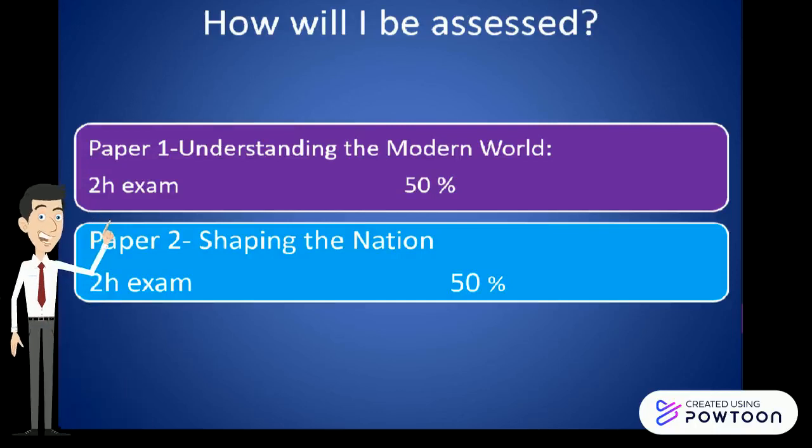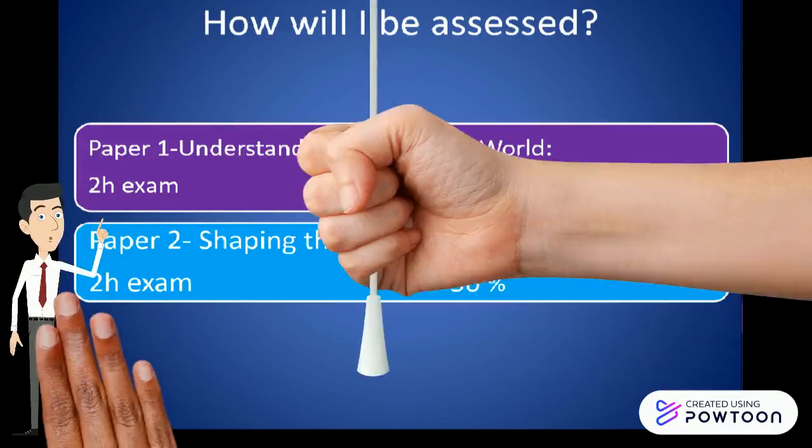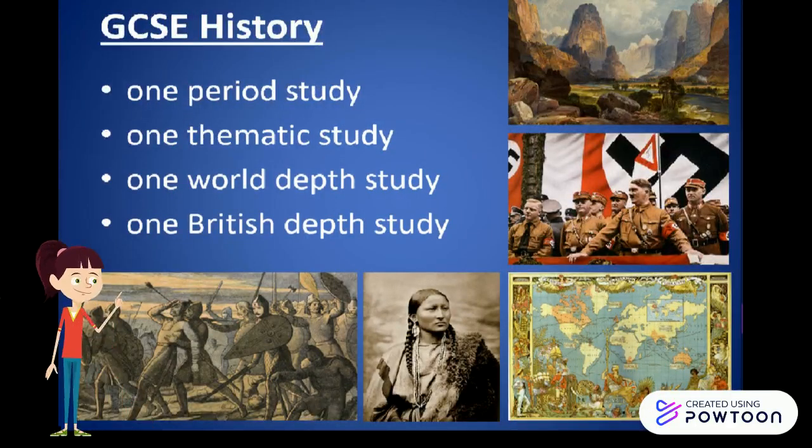Each of the 2 exam papers will be a 2-hour exam counting for half of your grade. In terms of what you're going to be learning about in history at GCSE, Mr. Evans and myself will go into a little bit more detail about this as we go along. But just as a brief introduction, the exam board requires you to learn about 1 period study, 1 thematic study, 1 world depth study, and 1 British depth study.